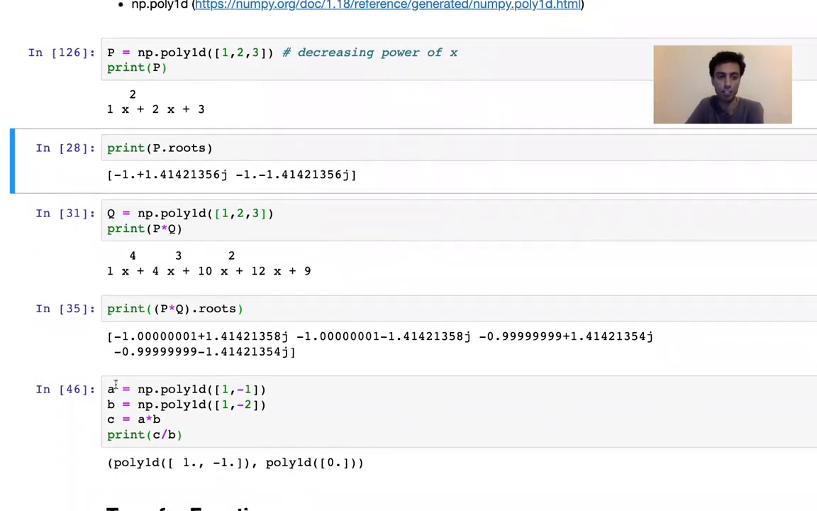You see, if I divide two polynomials, let's say a is the polynomial x minus 1 and b is the polynomial x minus 2, then if I say c is a into b, so a into b divided by b should give me a, right? And that's what I get. It gives the numerator comma denominator. The numerator is a, and the denominator is simply 1.